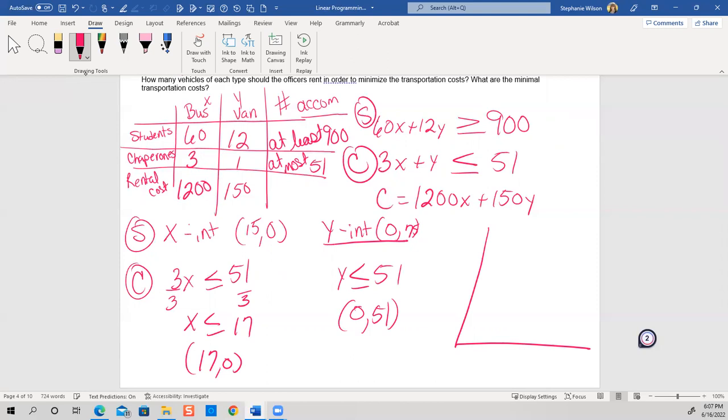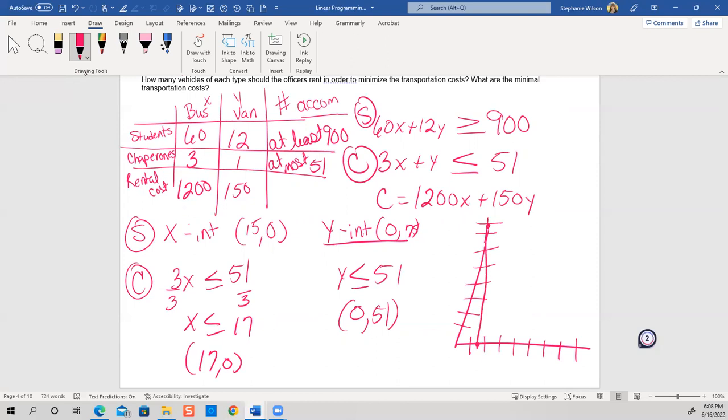And let's do this in tens. 10, 20, 30, 40, 50, 60, 70, and 5. All right, now let's plot. The S has an x-intercept of 15, so it's going to be right here. And it has a y-intercept of 75. So, okay, 10, 20, 30, 40, 50, 60, 70. So right here. And I'm going to do my best to draw my line.